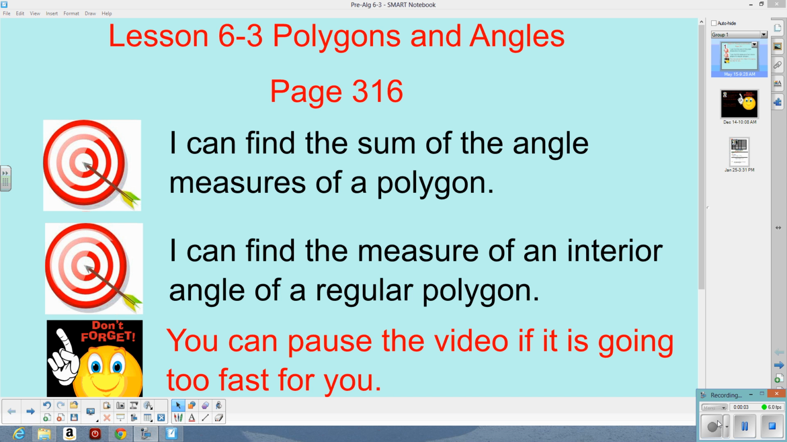In Lesson 6.3, Polygons and Angles, you will find the sum of the angle measures of a polygon, and you will also find the measure of an interior angle of a regular polygon.